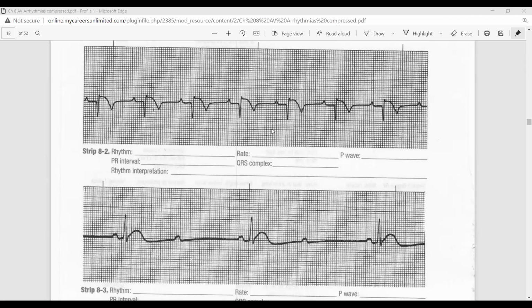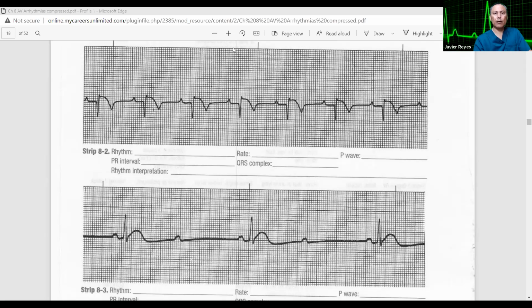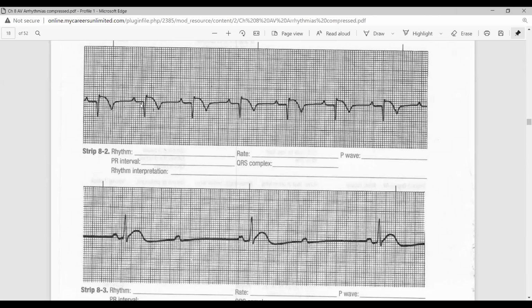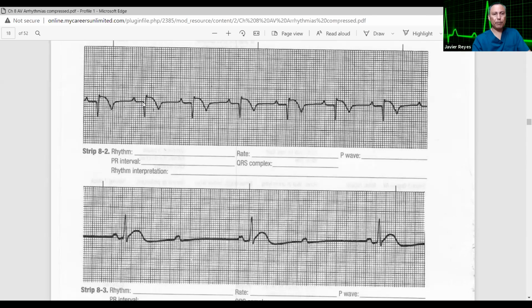This one also has what we call a first degree block. The impulse is delayed. You see how the PR interval from here to here, how many little squares is a PR interval supposed to be? Between 3 to 5 little squares. Here we have 1, 2, 3, 4, 5, 6, 7 little squares. So that PR interval is prolonged. It's longer than usual, than normal.